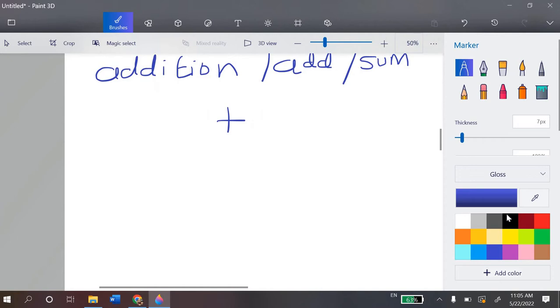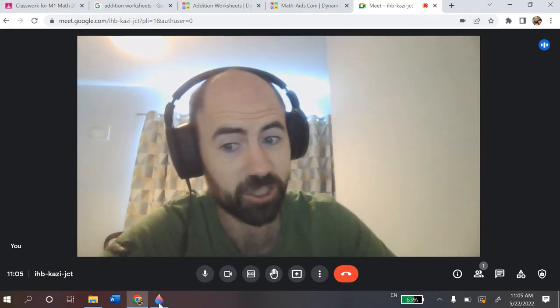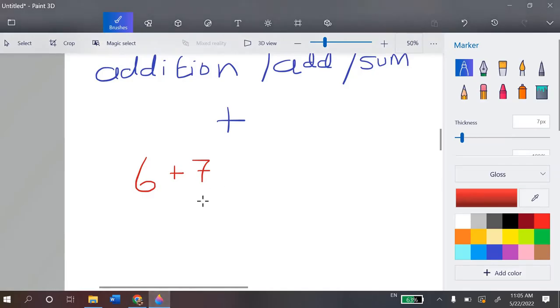If we were to do nice, easy ones, as I'm sure you can all do, you've done these many, many times before. Let's say we had 6 plus 7. Is this difficult? No. 6 plus 7 equals 13.